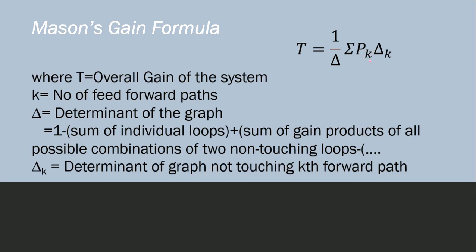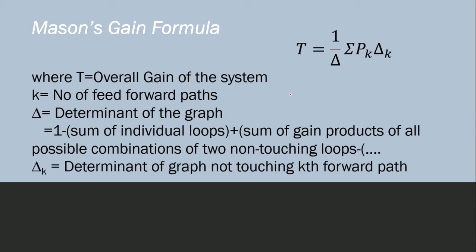So if k is 1, you have to write p1 and delta 1. If it is 2, you have to write the summation of pk, k equal to 1 to 2. That means it will be p1 delta 1 plus p2 delta 2. So depending upon the number of feed-forward paths, there will be more terms, and these products will be summed.